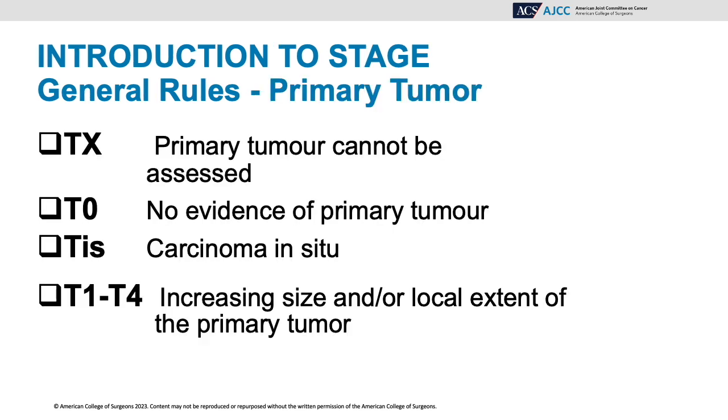In terms of T classification, TX would mean that the primary tumor cannot be assessed. So, for example, if an excisional biopsy was done prior to the oncologist seeing the patient, you may not have the information you need on the tumor. T0 means there's no evidence of primary tumor. This happens sometimes. Sometimes cancer will present with metastatic disease. Tis means the carcinoma is in situ. And T1 to 4 generally means increasing size and/or local extent of the primary tumor.